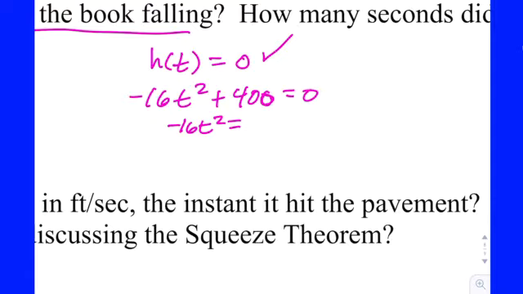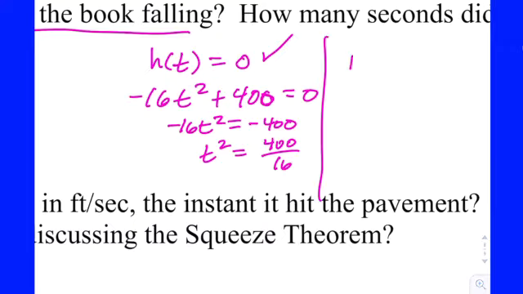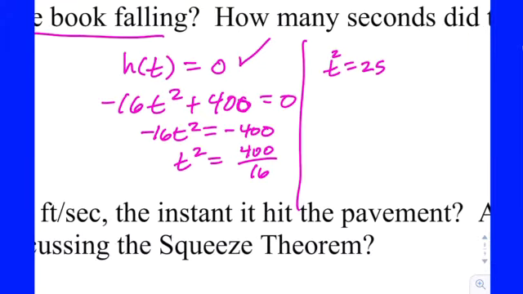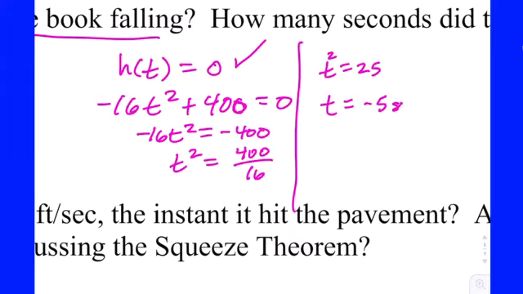We get negative 16t squared equals negative 400. So t squared would equal negative over negative is positive, so we're going to get 400 over 16. And does it simplify? 25? Okay. So t squared should equal 25. Sorry, getting ahead of myself. And now we'll take the square root of both sides. And this is important: when we take the square root or the fourth root, we always want to at least consider plus or minus. So it's either going to be negative 5 seconds or positive 5 seconds.